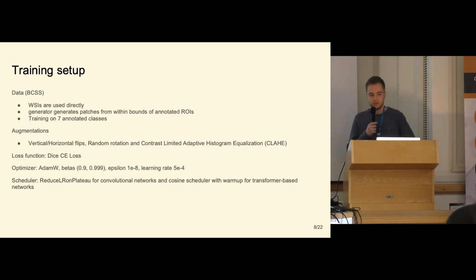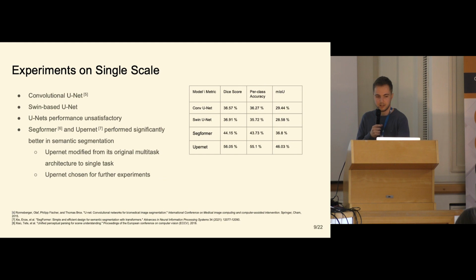For supervised training, we also use augmentations: horizontal and vertical flips, random rotations, and contrast-limited adaptive histogram equalization. As a loss function, we use Dice cross-entropy loss. And during our supervised stage of training, we used all 7 annotated classes for segmentation.